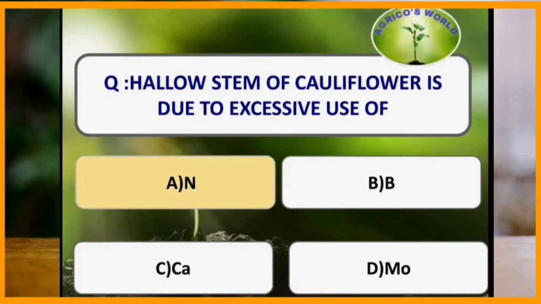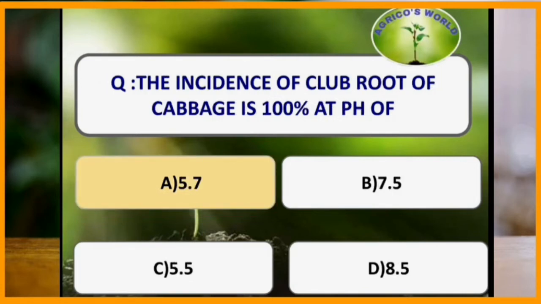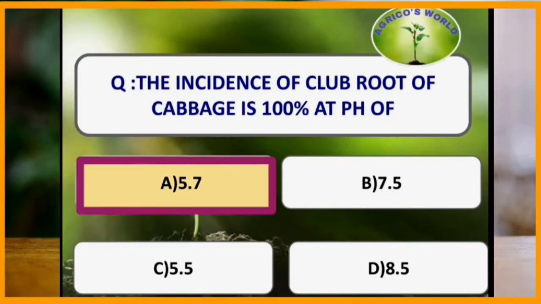Hollow stem of cauliflower is due to excessive use of which of the following? Hollow stem of cauliflower is due to the excessive use of nitrogen. The incidence of clubroot of cabbage is 100% at what pH? The incidence of clubroot of cabbage is maximum at 5.7 pH and clubroot is caused by Plasmodiophora brassicae.